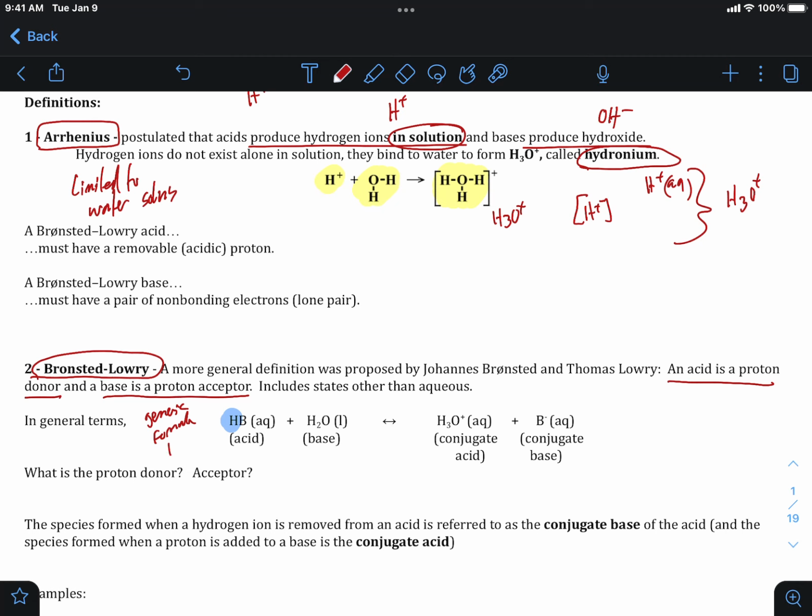You'll see this a lot. HB. Sometimes you might see it as HA. Sometimes you might see it as HX. It doesn't really matter what the letter is. It's H in front of something.